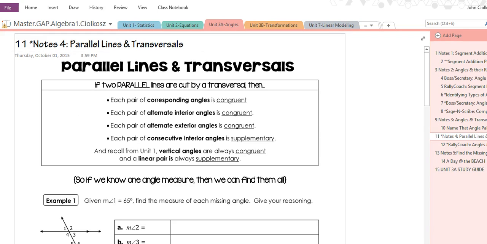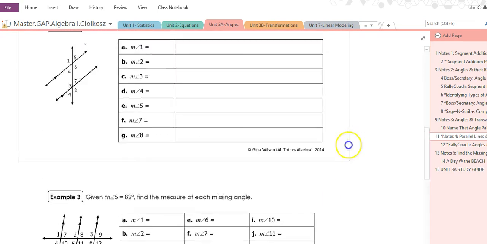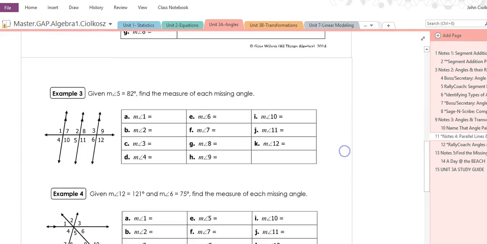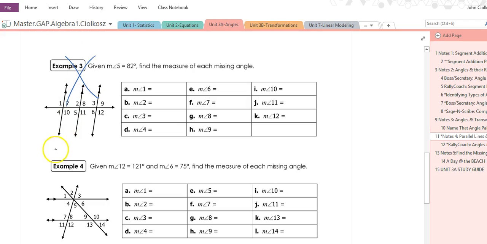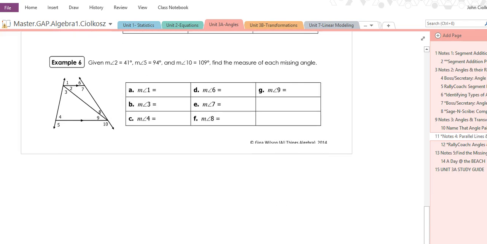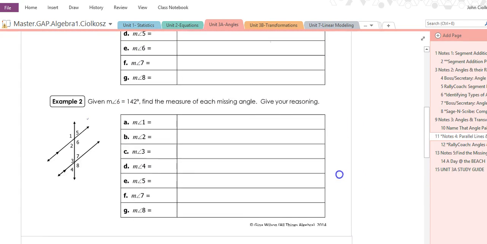Alright, so looking at our notes here for number 11, we're going to go ahead and just do problems 1 and 2 together. And then you guys are going to work on a few on your own. In fact, let's again simplify a bit here. We'll get rid of 3 and 4, and 5, and 6. So we'll do 1 together, and you do 2 on your own.